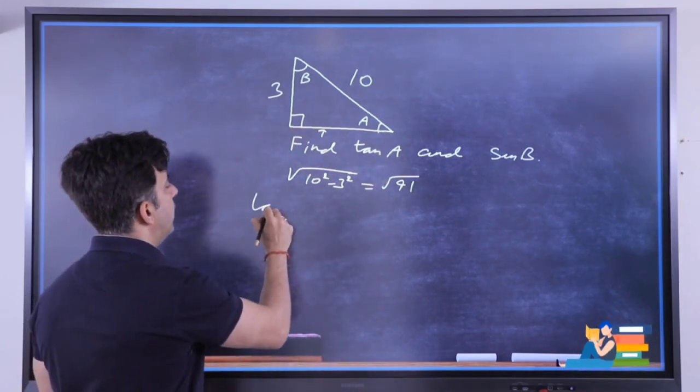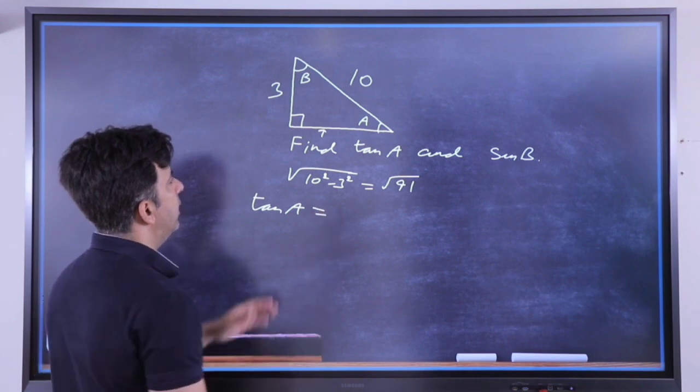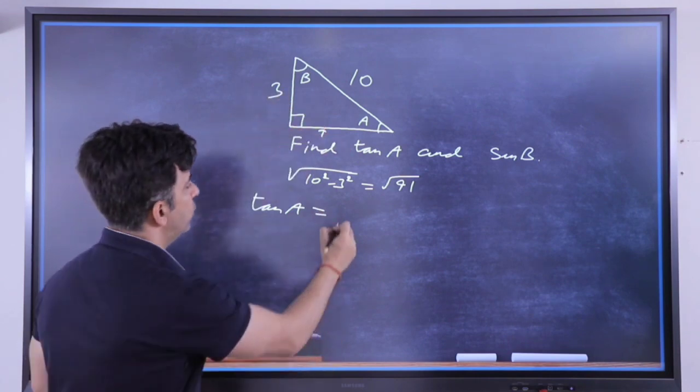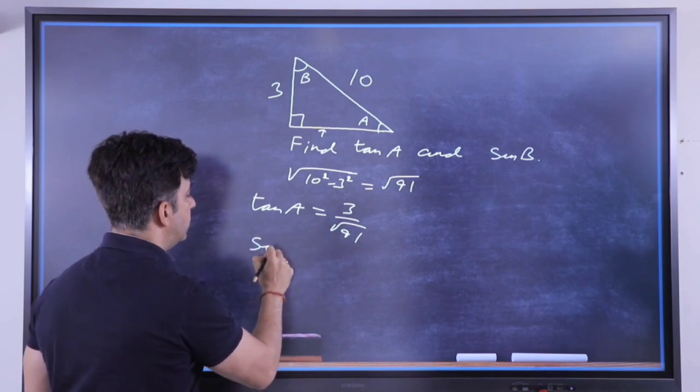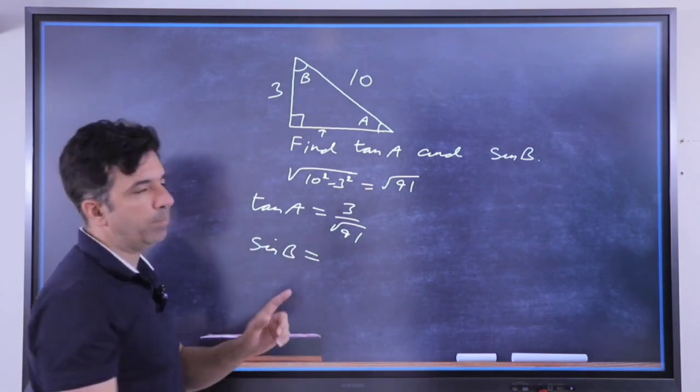So tan A is easy. It is perpendicular upon base, which is 3 upon square root of 91. Now we have to find sine B. So this was the new step.